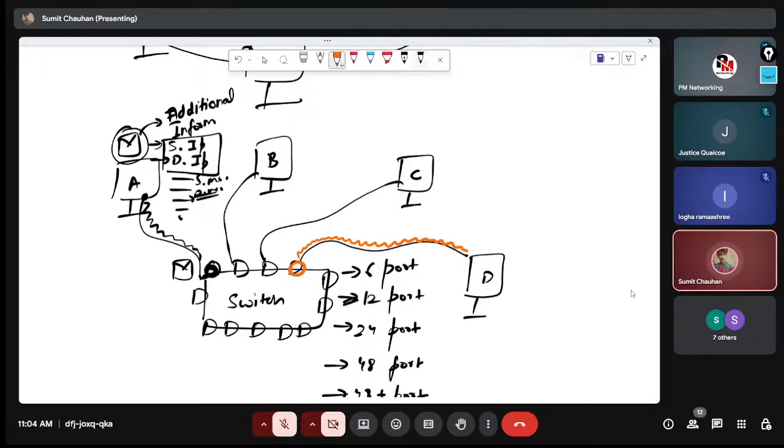And after receiving the data, destination PCD will again check. Whenever any device receives data, it will first check whether the data is for me or not. It will check the additional information: source IP address, destination IP address, source MAC address, destination MAC address, source port, destination port. Error checking, guys, multiple things are checked whenever your computer is receiving data.